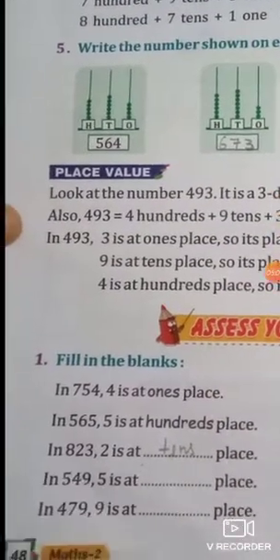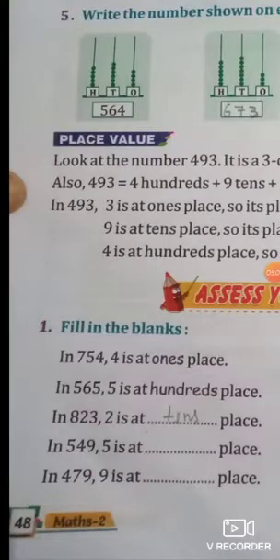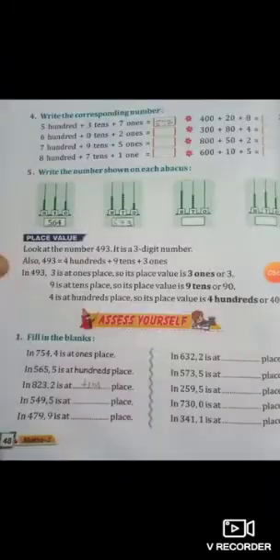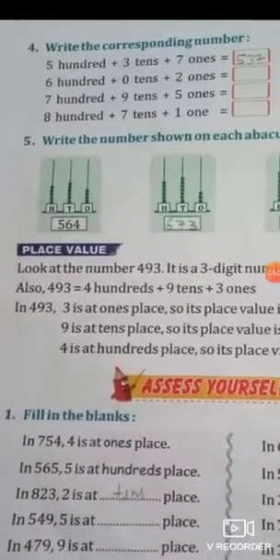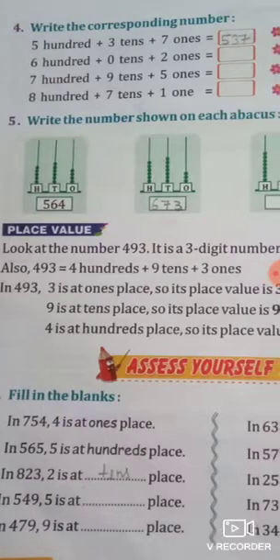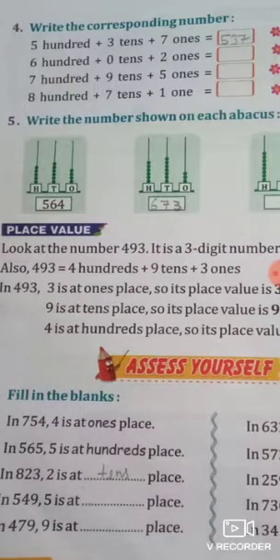Now we move on to the next page. This is page number 48. The fourth question is, write the corresponding number: 500 plus 3 tens plus 7 ones. So we will write it as 537. So you will solve the rest of the questions yourself.